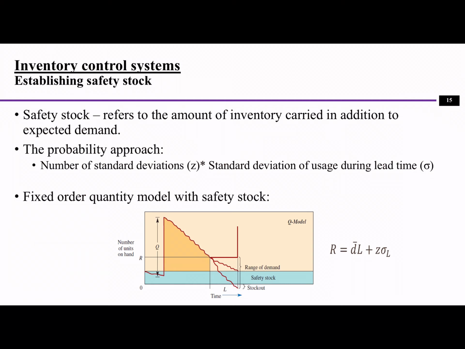All right, so we discussed safety stock and then said we just need to weigh that during the lead time, how much demand is needed, right? But also there's a probability in there because there are always variations.